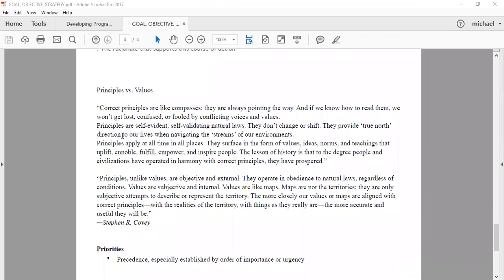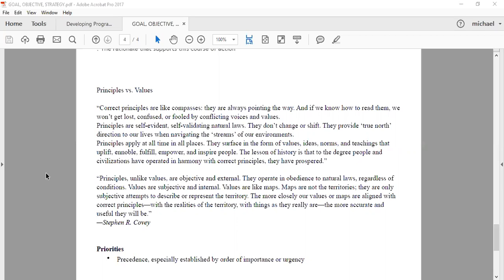But I do want to go down to the next section to talk about principles versus values. So read this paragraph for me. Correct principles are like compasses. They are always pointing the way. And if we know how to read them, we won't get lost, confused, or fooled by conflicting voices and values. Principles are self-evident, self-validating natural laws.